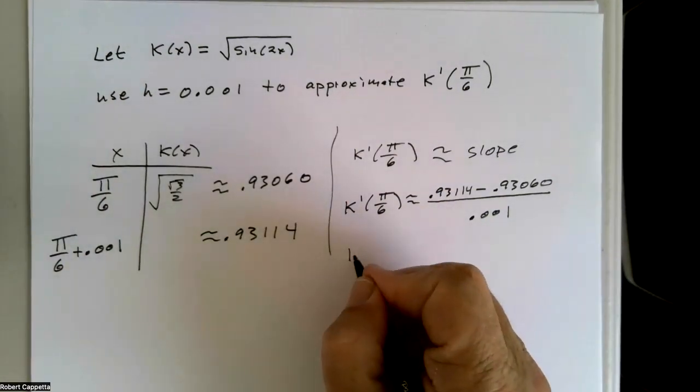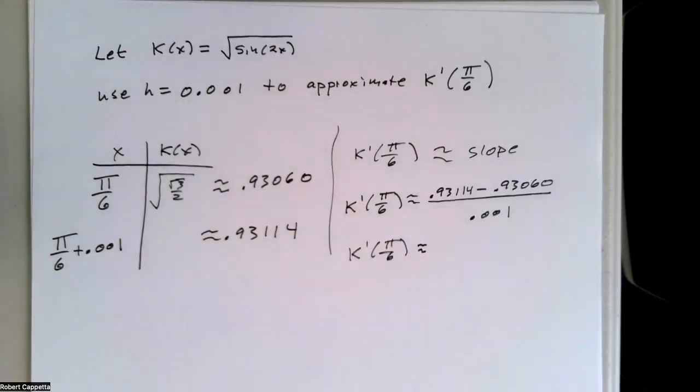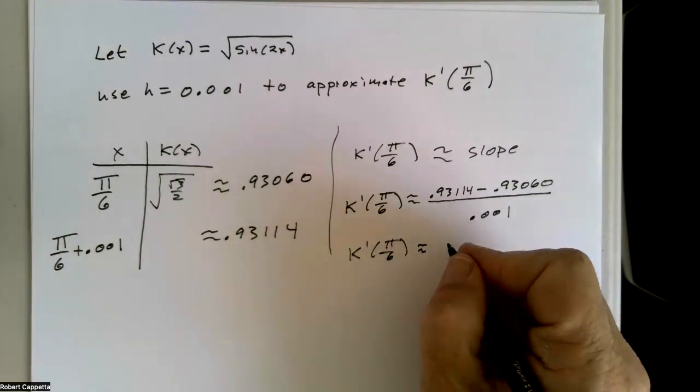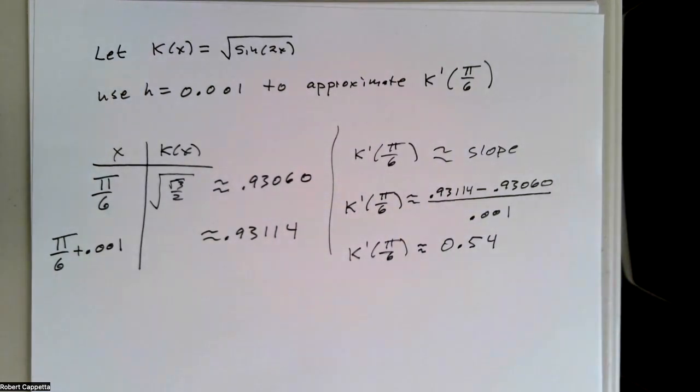So if we do that, then what is our approximation for k prime of pi over 6? So doing that subtraction, 0.93114 minus 0.93060, then divide that by 0.001, and the number I get on my calculator is about 0.54. So not a great approximation. It's only 2 decimal places, but at least it gives us an idea of where we are heading with this. Now, what do I want to do next?